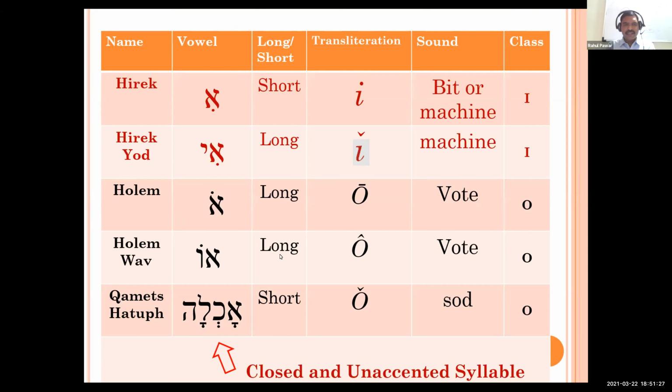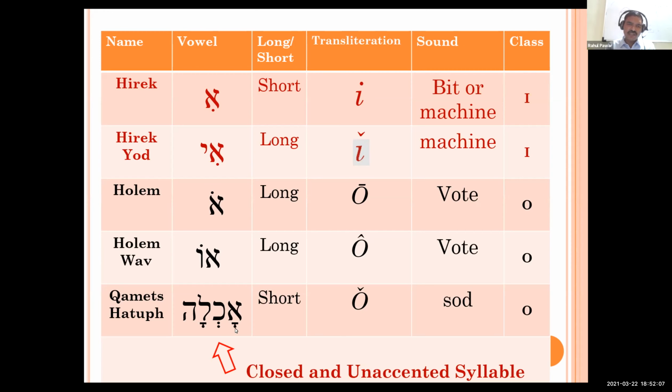Then next is Kamets Hatuf. It gives a short O sound. Now, this is the word okla. Okla means to eat. Now, under Aleph there is a kamets, but it does not give an A sound, but it gives an O sound. Sometimes it gives an O sound and sometimes it gives a U sound. But here it gives an O sound.